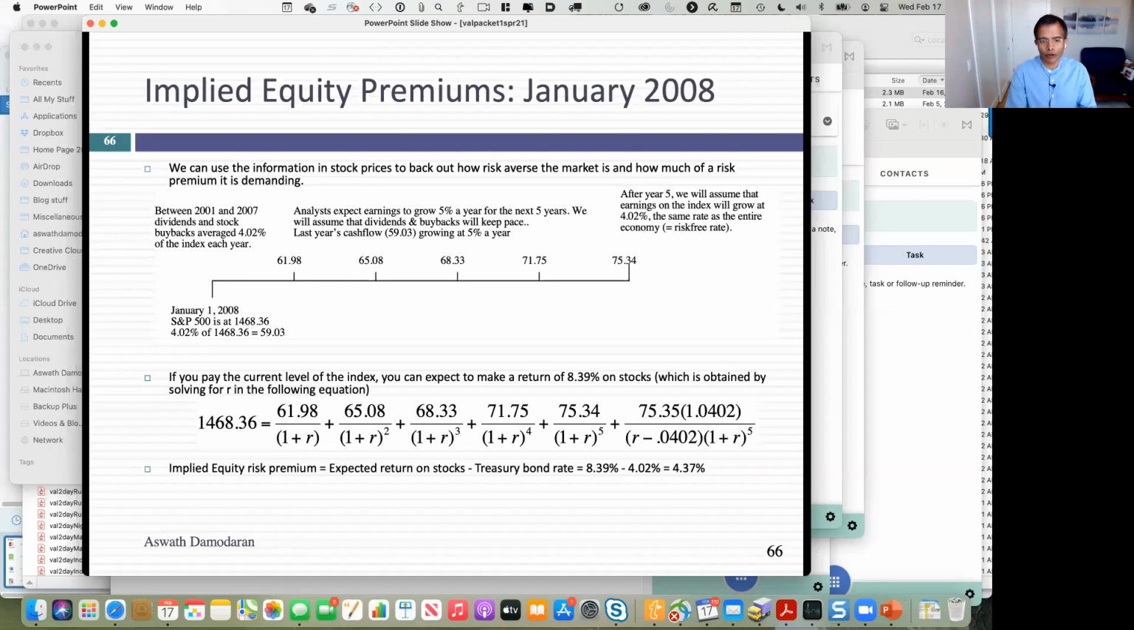I took the cash flows and I projected them out into the future. And I solved for an internal rate of return. So if you look at the equation, that's just what you see on the left-hand side of the equation, 1468.36 is what the level of the index is. The cash flows you see for the next 5 years are expected dividends and stock buybacks. You're saying, what is that last term in there?